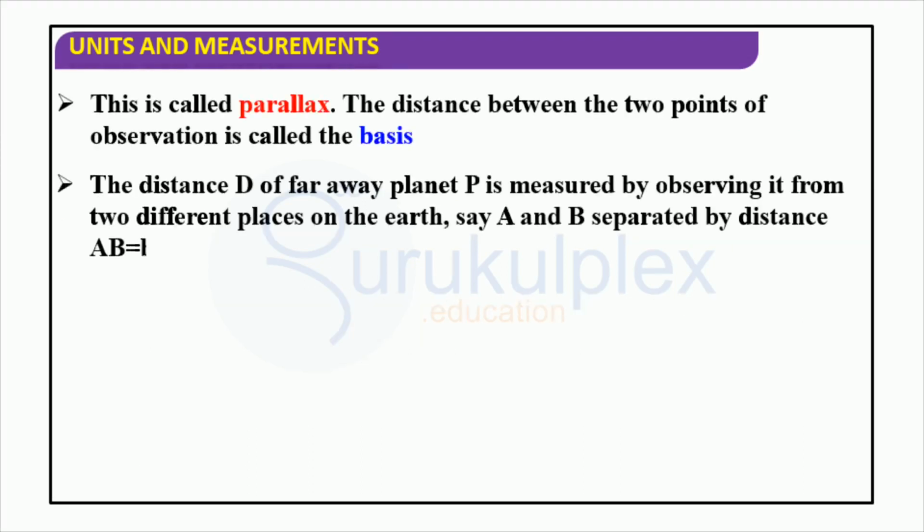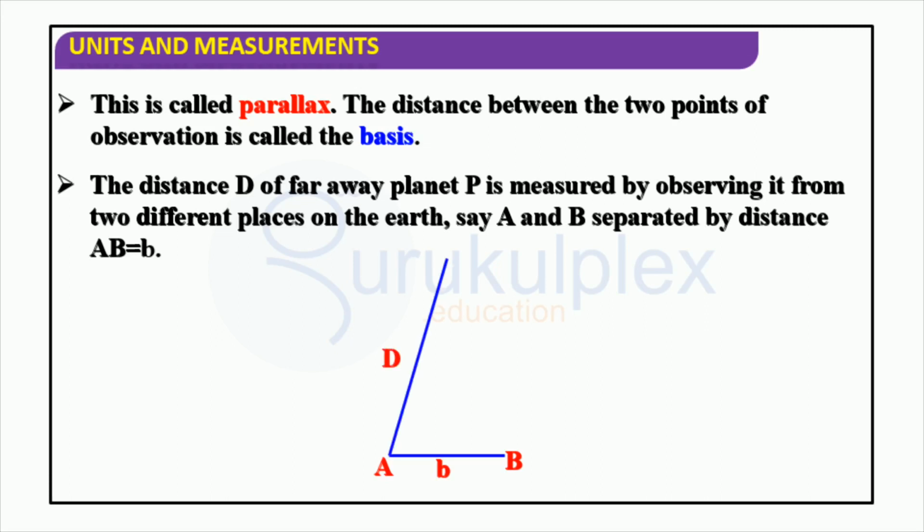Parallax is a phenomenon used to measure distance. It occurs when 2 points of observation are set apart, with the distance between them referred to as the basis. This basis is used to measure the distance, denoted as d, of a planet P located far away. To calculate this distance, 2 points on the Earth, A and B, situated at a distance AB equals b, are observed from. By measuring the distance of the planet from each of these 2 points, the distance of the planet can be determined.